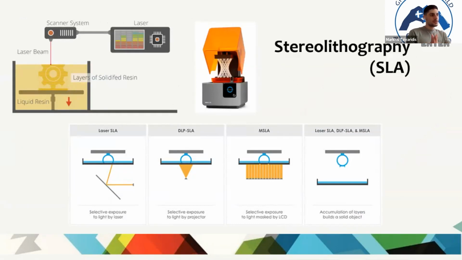Now, the second type of 3D printing that I wanted to talk about is stereolithography. Stereolithography is a form of 3D printing technology used for creating models, prototypes, patterns.